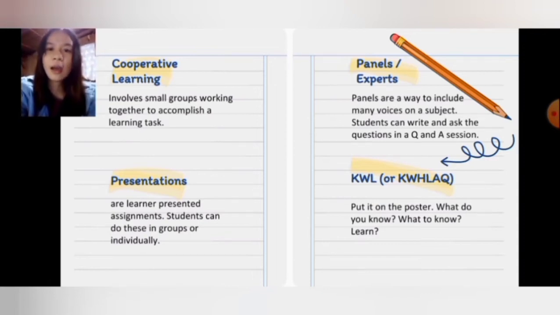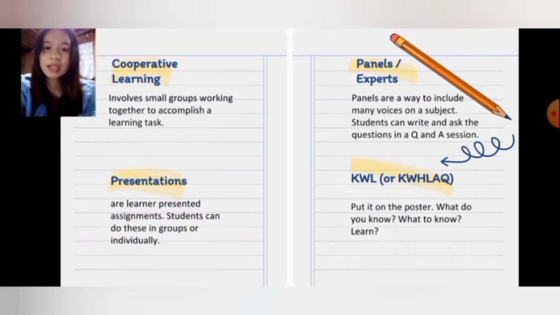Next is panels or experts. Panels are a way to include many voices on a subject. Students can write and ask questions in a Q&A session. So, panels are those persons who provide suggestions and give evaluations of the students. They provide clarification, which is important when students need to clarify something.